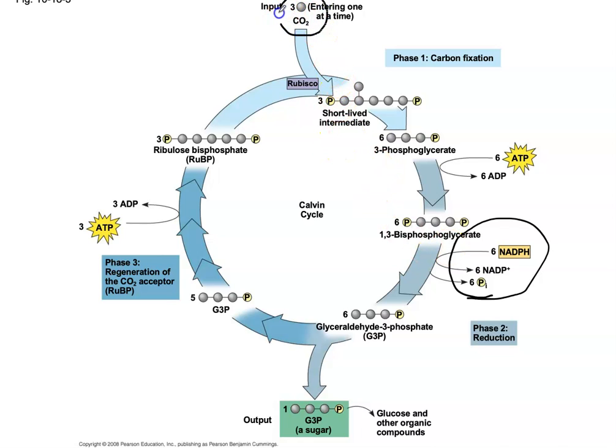The light independent reaction is also called the Calvin-Benson cycle. The first step is for 3 carbon dioxide molecules to come in, and then there is an enzyme called Rubisco.